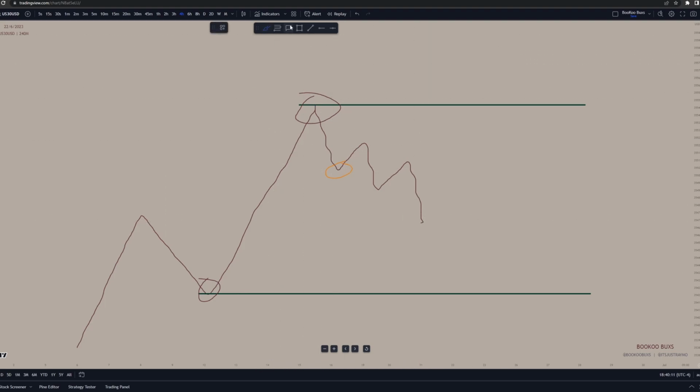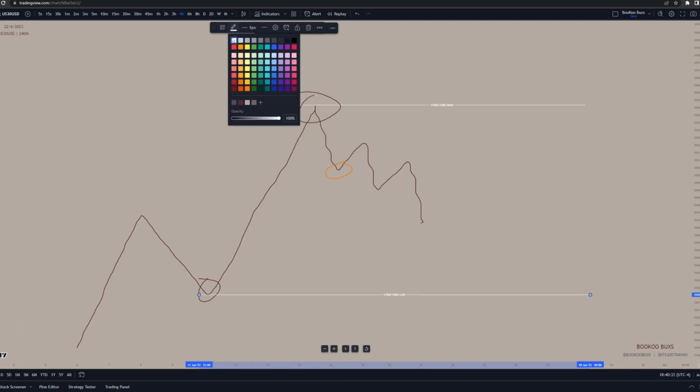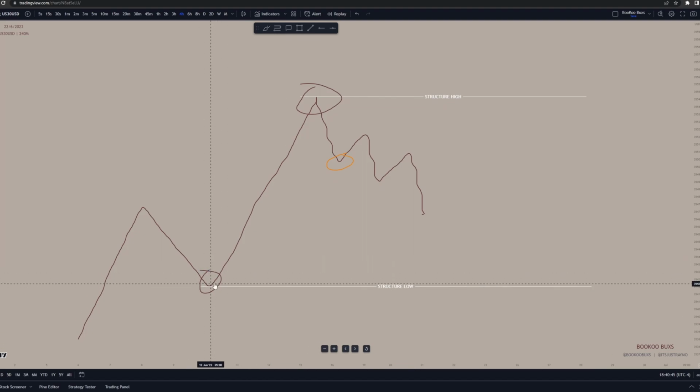Wait, no, it is a structure low because it hit the structure high, this orange one? Right, because you marked the structure high right there, and then the structure low would be that retracement point right there, right? Am I tripping? No, you're good. So we confirm that this structure low and this structure high are the structure points, correct? We know that for sure, right? Yeah.